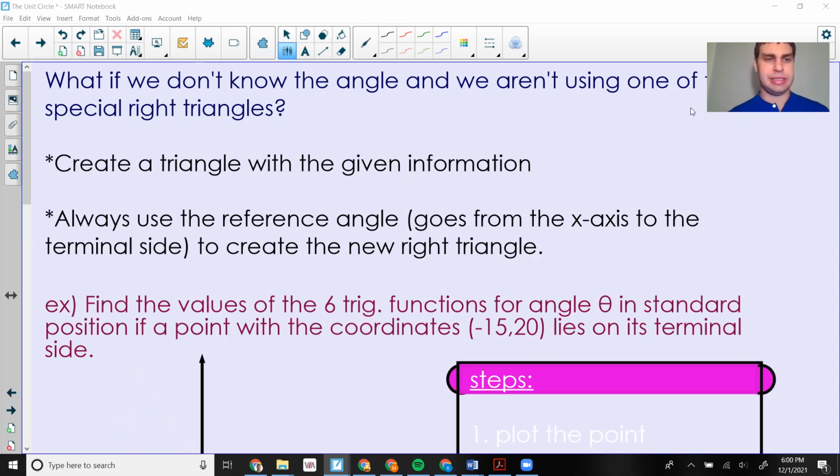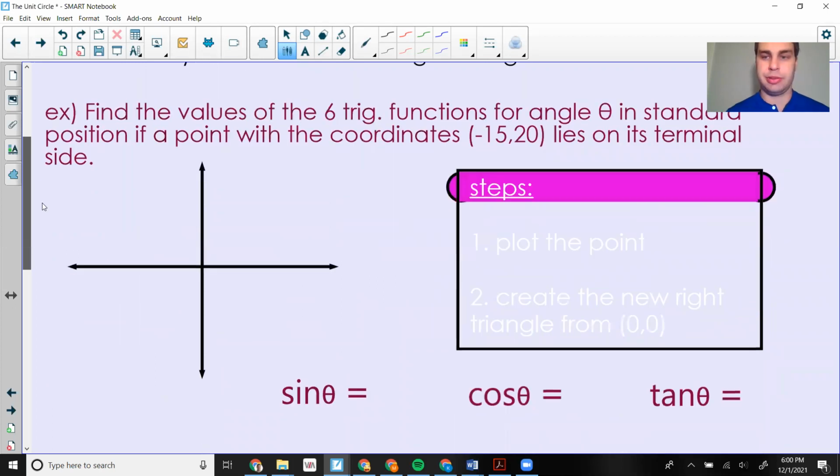All right. So this one says, what if we don't know the angles or the angle and we aren't using one of our special right triangles? Well, what we have to do in this case is we're going to create a triangle with our given information. And then we're always going to use a reference angle, which goes from the x-axis to the terminal side. I'll show you what that means here in a second. That's going to help us create our new angle, our new right triangle. Okay, so if I do an example, that's probably the easiest way to show you kind of what's going on.